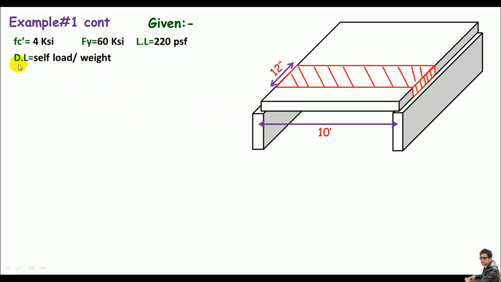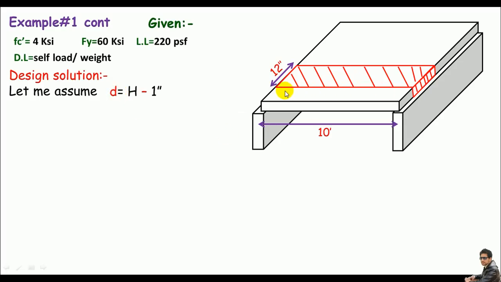We also know the dead load is just the self load or self weight of the slab. Now let's come to the design solution. In the design solution, let me assume the effective depth will be the total height of the slab minus 1 inch. This is my assumption, right? But what's the effective depth and the overall depth or overall height of the slab?